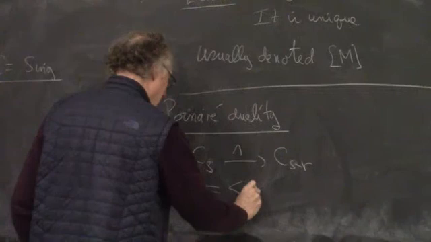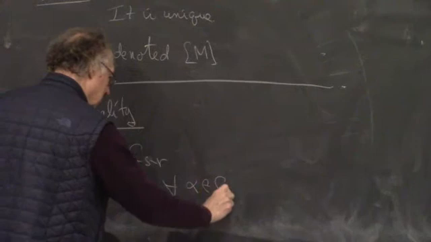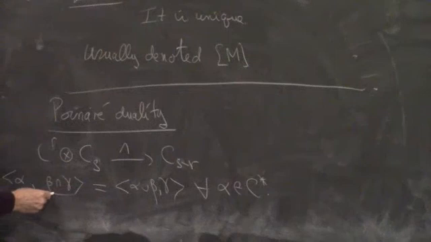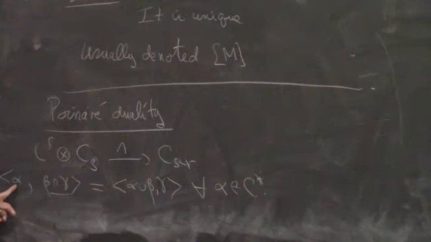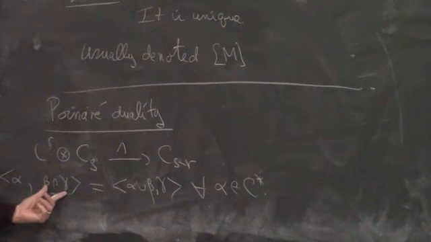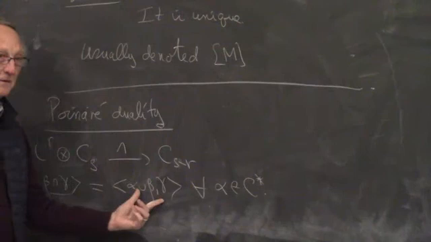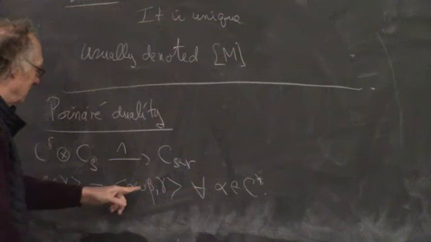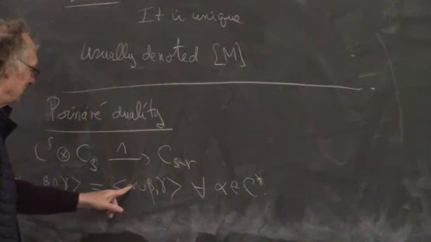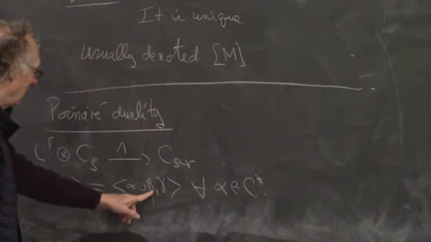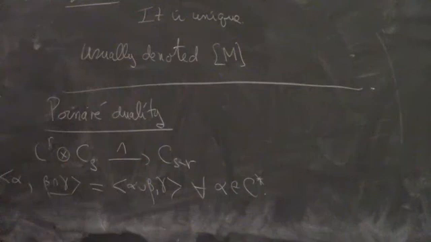For all alpha. So to determine a chain, I simply have to tell you how every cochain evaluates on it. So here's the chain I'm trying to describe to you. Here's an arbitrary cochain. Take this formula. And of course, it only makes sense when alpha is the right dimension. This is dimension R, this is dimension S, so alpha better be dimension S minus R, or else you get too long. So that's the formula for cap product.